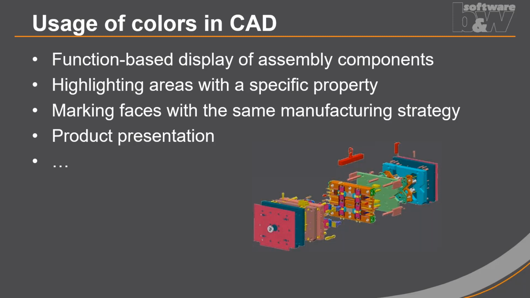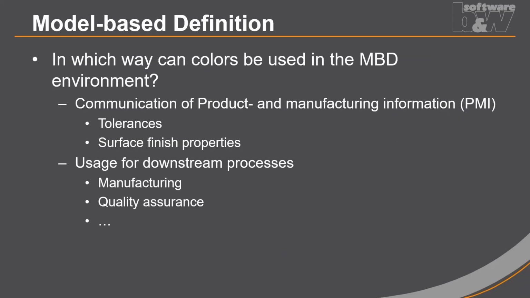Specifically in the CAD environment, colors are used for function-based display of assembly components, and also for highlighting areas with a specific property or making faces with the same manufacturing strategy visible. And of course, product presentation for marketing is a big use case for colors in the CAD environment. But there are also many other cases.